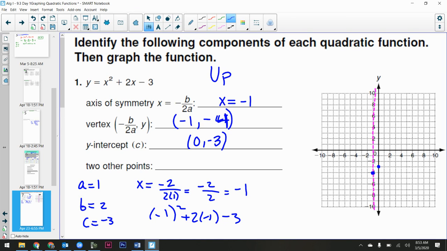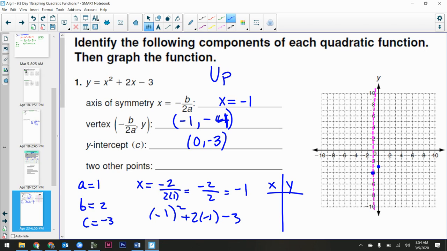Okay, now, it says 2 other points. That means I need to make a table of values, but I don't need to do all 5. I just need to do 2. But they need to be a particular 2. Look at the axis of symmetry. Which side of the axis of symmetry is the y-intercept on? It's on the right side. So you need to pick 2 more x values on the right side of the axis of symmetry.